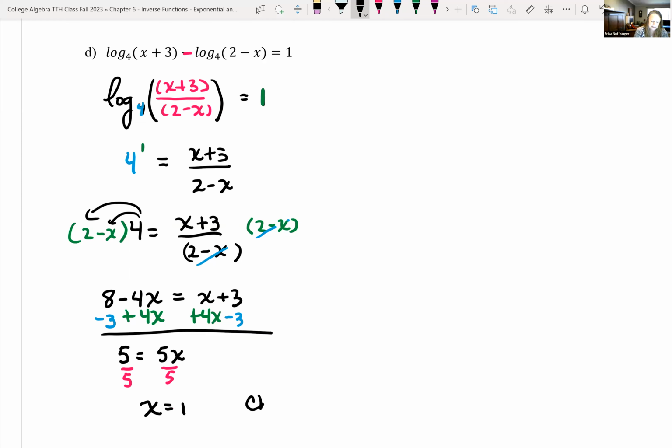So again, I need to check, make sure I don't have a log of a negative number. So if we go in and plug in 1 wherever we see an x in our original equation, 1 plus 3 for that argument is 4. So I'm okay. That's a log of a positive number. And over here I have 2 minus 1, and 2 minus 1 is 1, and that is also a positive number. So I don't have any extraneous solutions there, and I have the solution x equals 1.